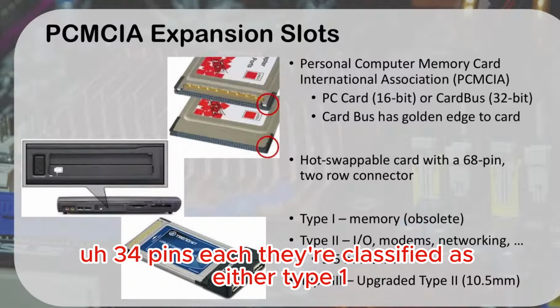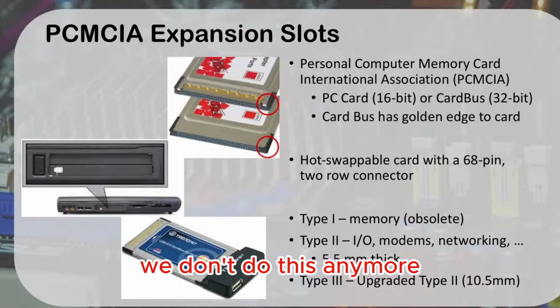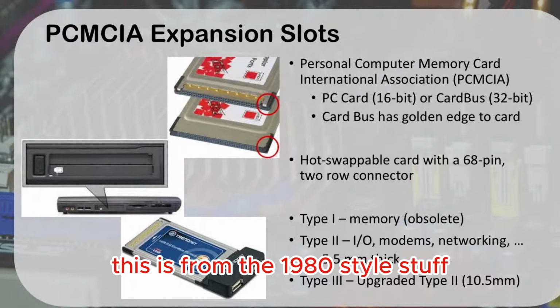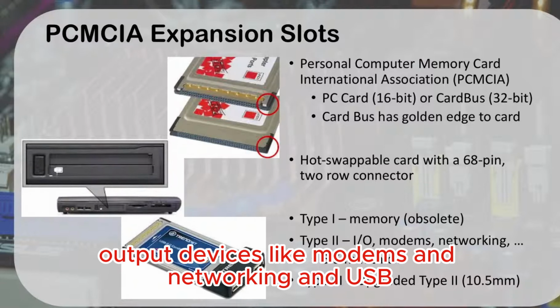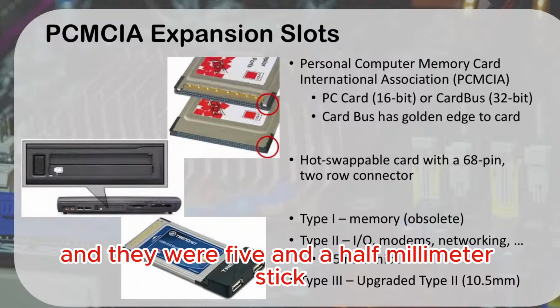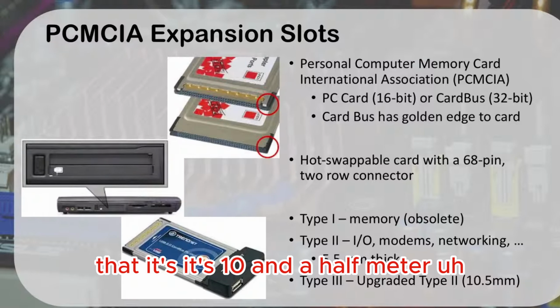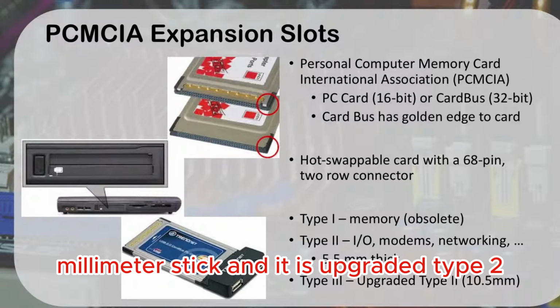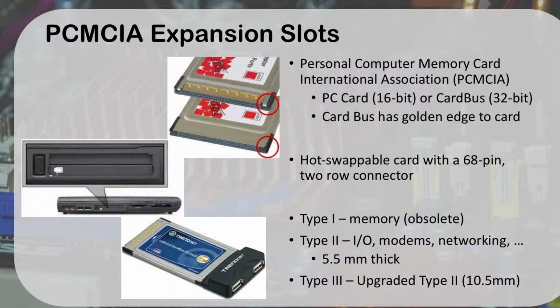They're classified as either Type 1, Type 2, or Type 3. Type 1 was used to actually upgrade the memory. We don't do this anymore. This is from the 1980s style stuff. Type 2 is used for input-output devices like modems and networking, and USB, and they were 5.5 millimeters thick. And Type 3 is actually double size that. It's 10.5 millimeters thick, and it is upgraded Type 2, giving you more data transfer capability.